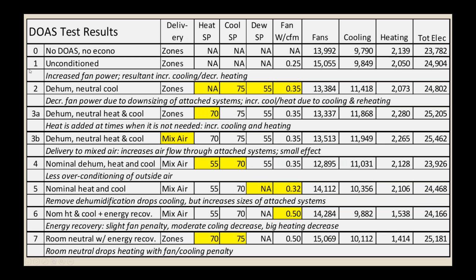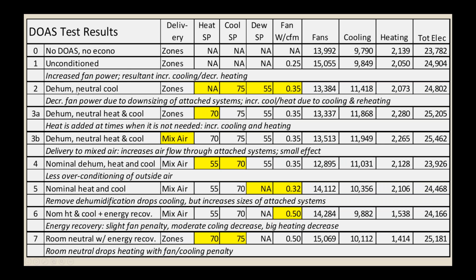So then the first DOAS case is unconditioned. There's no heating or cooling set point. Delivery of the air is to the zones, and there's a relatively small fan power of 0.25 watts per CFM. So you can see you're adding fan power, and the fan power puts some heat into the airstream, so it increases your cooling somewhat and decreases your heating.